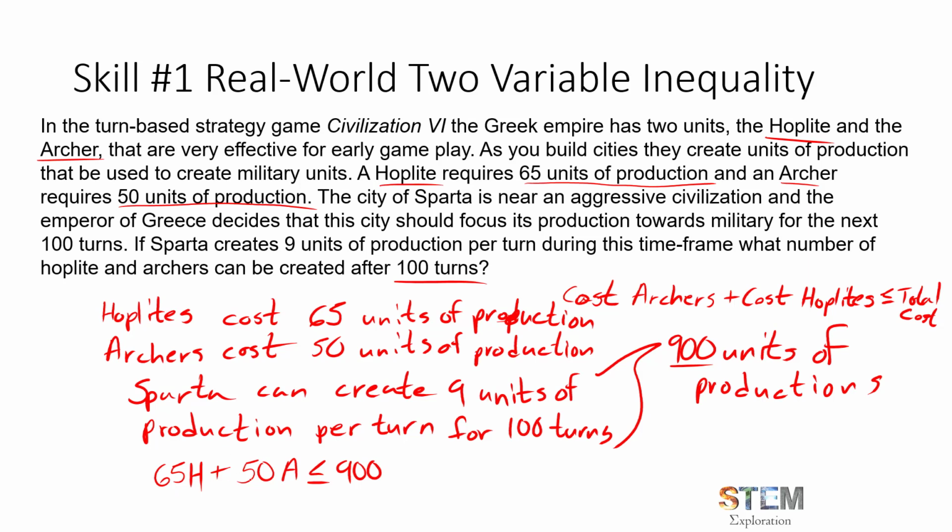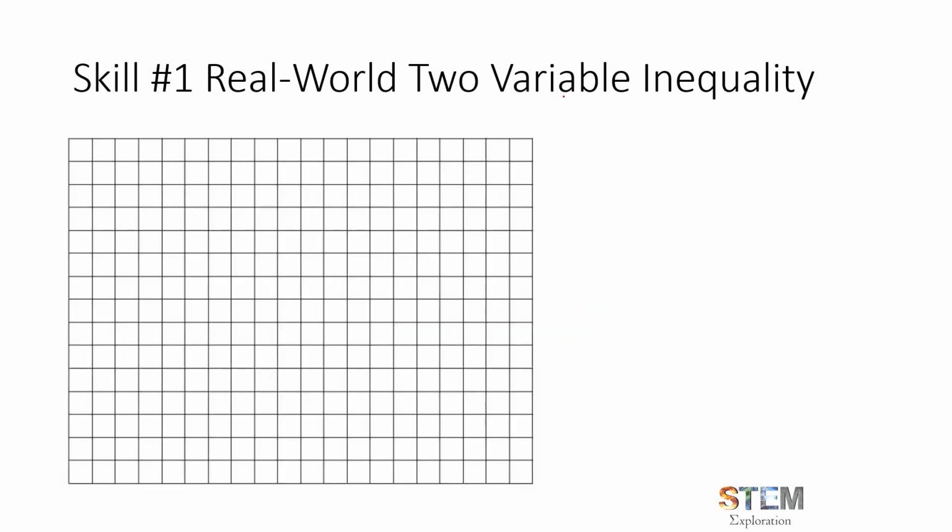You have your costs for each thing, and you set up a variable for each of those items so that however many you decide to make, you can attribute it to the total that you have at your disposal. And so now that we have this inequality, we can actually go and make a graph of the situation.